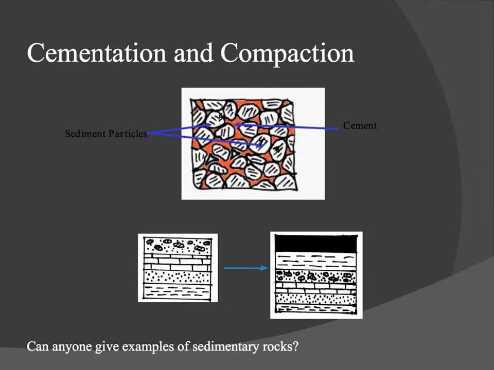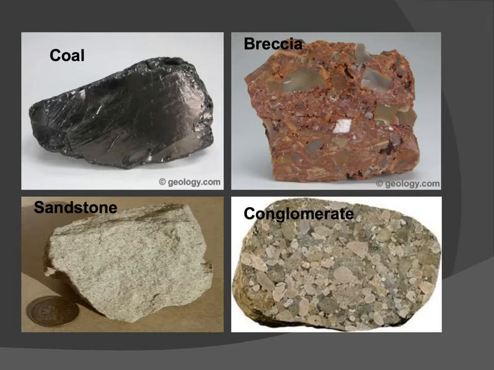So naturally, the more compaction that you get, the tighter those grains are going to be together. So you're going to reduce your porosity and permeability, and then the amount of cement that's actually going to be in there is also going to either reduce or increase the amount of porosity and permeability, typically reduce. So just some rocks here that we have.